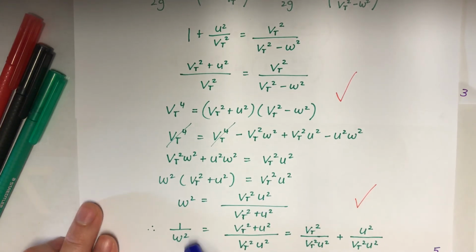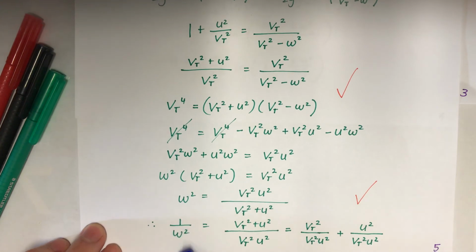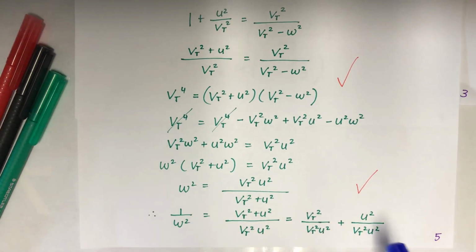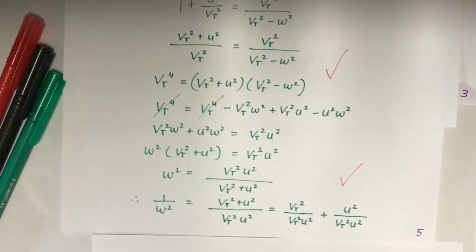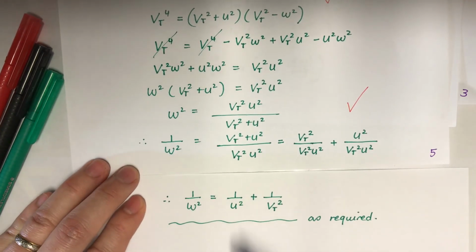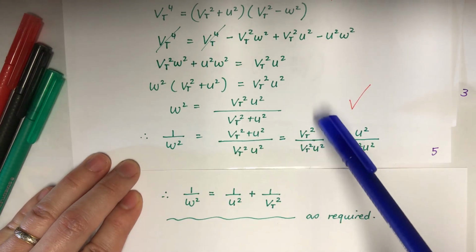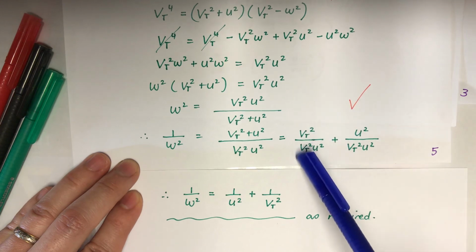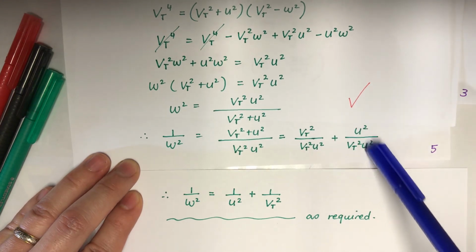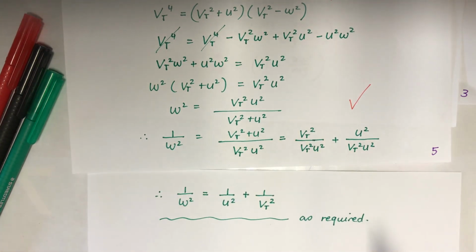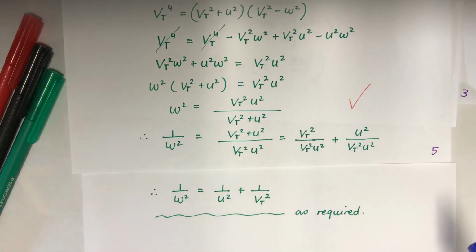But the question says prove that 1 over w squared. So I'm going to just flip this one. And then I'm going to separate these into 2 fractions. Okay, when I do that, surprisingly, that would be what I should have. Because I'll cancel this out. So I'll have 1 over u squared, and I'll cancel this out. It will be plus 1 over vt squared, as required. Isn't that wonderful that everything works out really nicely?